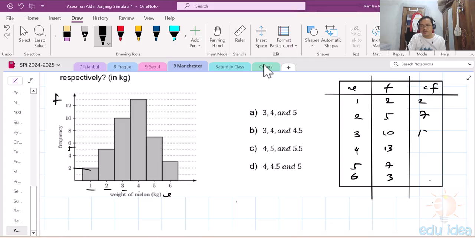So 7 plus 10 is 17, 17 plus 13 is 30, 30 plus 7 is 37, 37 plus 3 is 40. So there are 40 data here. Now, there are a lot of ways to read this data.